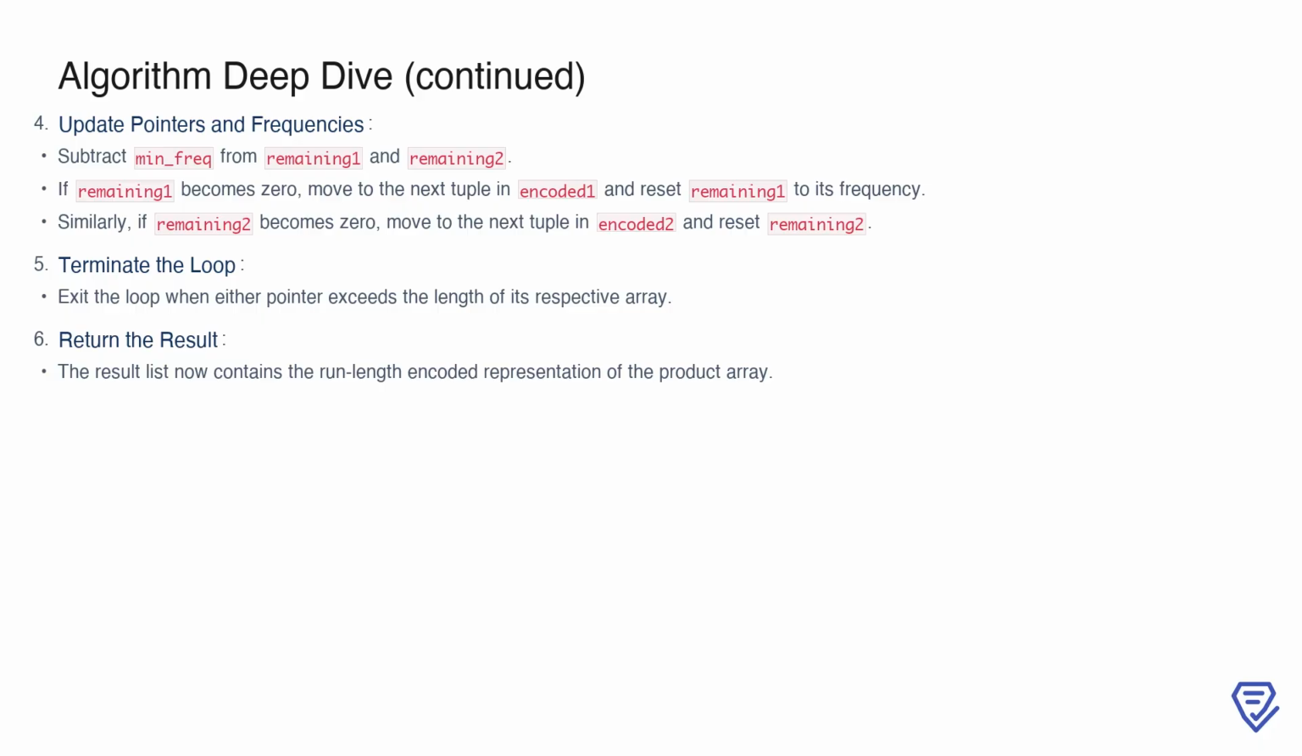If remaining 1 reaches 0, it means we've completely processed the current tuple in encoded 1, so we move the pointer i to the next tuple and reset remaining 1 to the frequency of the new tuple. Similarly, if remaining 2 becomes 0, we advance the pointer j to the next tuple in encoded 2 and update remaining 2 accordingly. Once either pointer exceeds the length of its array, we terminate the loop, as there are no more elements to process. At this point, the result array contains the run-length encoded representation of the product array, which we then return as the output.